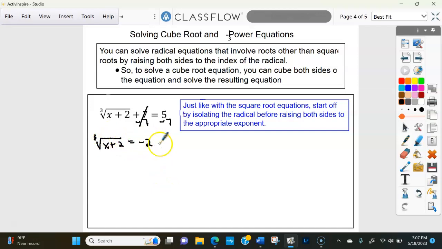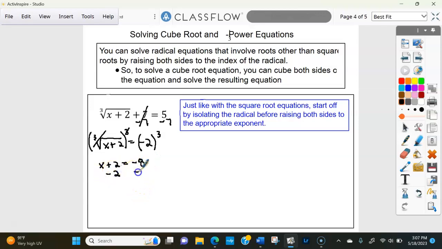Now here, instead of squaring both sides, I'm going to cube both sides, because we square because the index of a square root is 2. So we want to apply the same exponent as the root. Here, this is a cube root, meaning the index is 3. So to cancel out this radical, I would need to apply the same number exponent. So that's why I cube it. That's going to cancel out the radical. So we get x plus 2 is equal to negative 2 cubed, which is negative 2 times negative 2 times negative 2, which is negative 8.